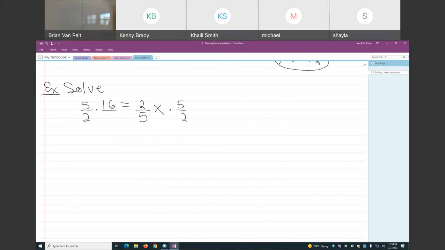Now, if you're missing a 1 that you need to help you, you can put it over there and it seems easier to do. On the right-hand side, the 5 cancels with the 5, and the 2 cancels with the 2, and all I have is x left alone after all is said and done. On the left-hand side, that 2 goes into 16 how many times? 8 times. 5 times 8. Any questions about that?